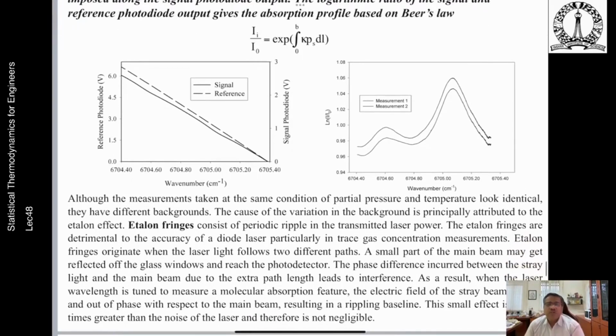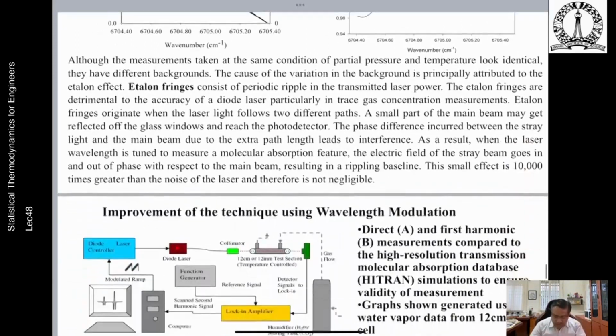So that is not an issue at all. Although the measurements at the same conditions of partial pressure and temperature look identical, they can have different backgrounds. This variation in background can be attributed to something called an etalon effect. So etalon fringes and periodic ripples can appear. These are all things you need to take care of when you do a measurement. One is theory and one is when you actually execute it. The execution always involves unforeseen effects, like for example the etalon fringes. All these things appear and you have to take care of that.